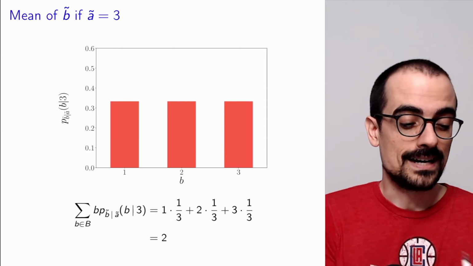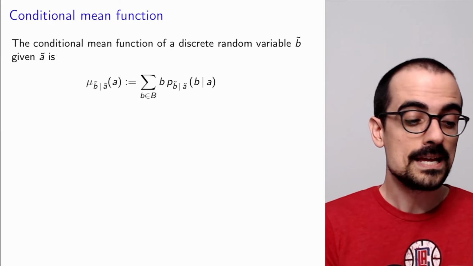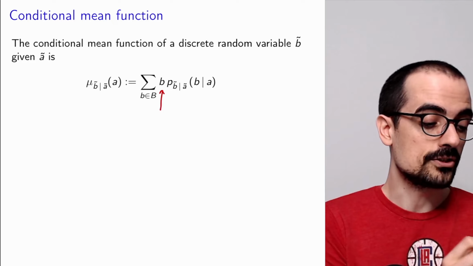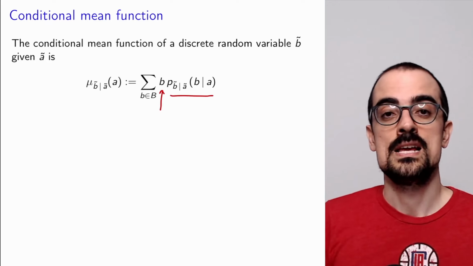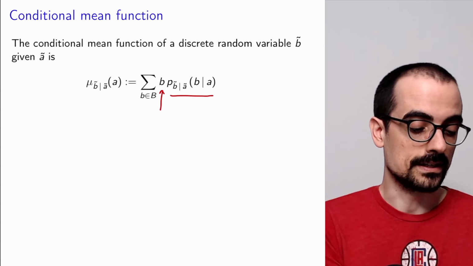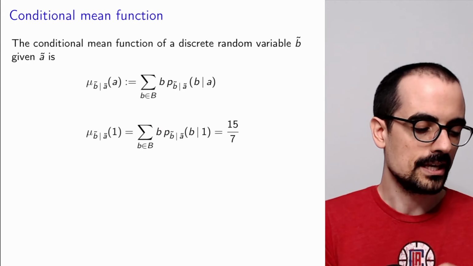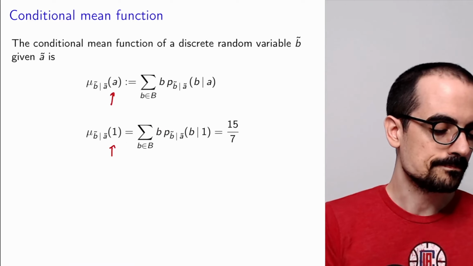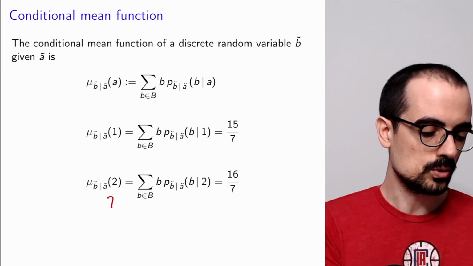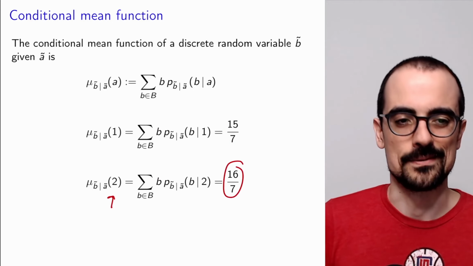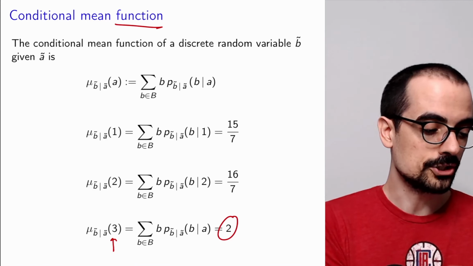So that's actually how we define the conditional mean function of a discrete random variable B given another random variable A: as this weighted sum of all the possible values of B multiplied by the conditional probability that B takes those values given that A is equal to whatever value we're fixing it to. Notice that this gives us a function of A. So here, if we plug in A equal to 1, then we get 15 over 7. If we plug in A equal to 2, then we get 16 over 7. And if we plug in A equal to 3, we get 2. So that's why we're calling this a function.